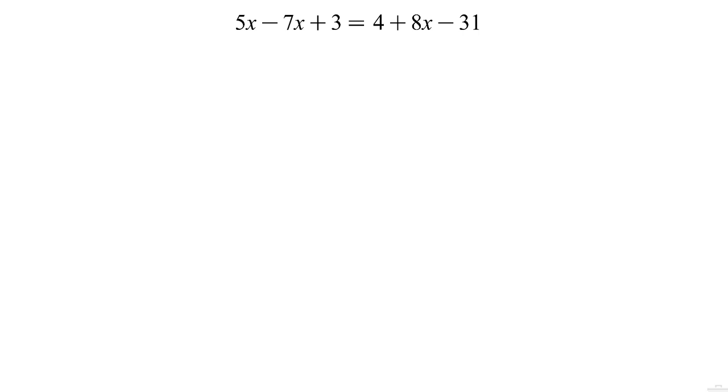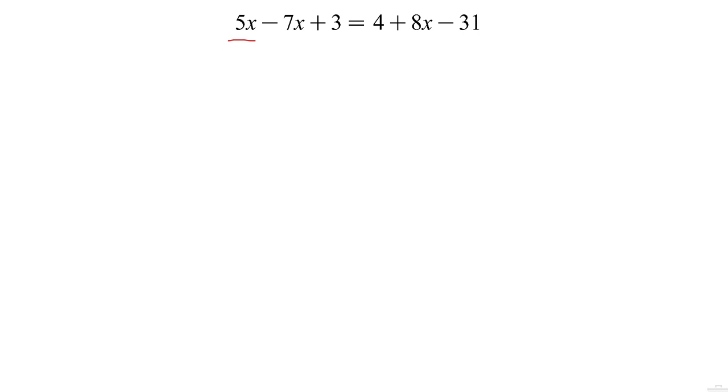For this one, we can see that there are multiple instances of the same variable on the left, as well as that variable on the right. We have a 5x, a minus 7x, and an 8x. There's variables on both sides and 2 of them on that left side. And the same goes with the constants. There's constants on both sides, and even on the right-hand side, there's a 4 and a negative 31.